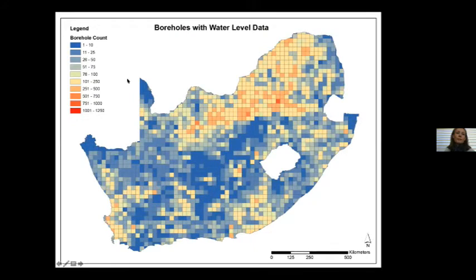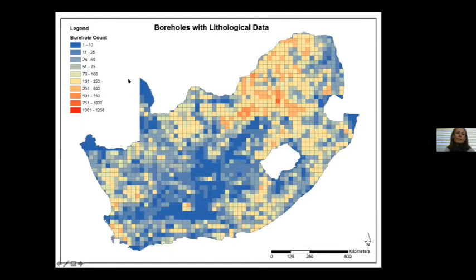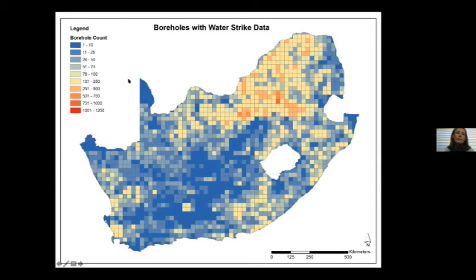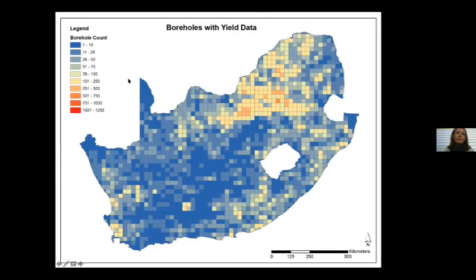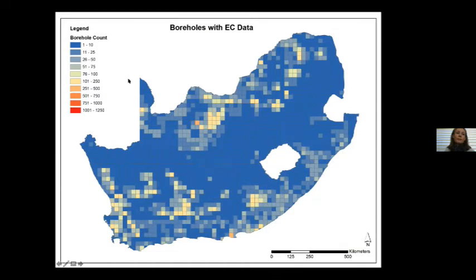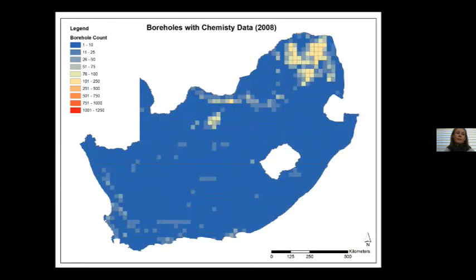If I scroll down: boreholes with water level data, boreholes with lithological data, boreholes with water strike data, boreholes with yield data, EC data, and then finally chemistry data. So we can clearly see from our spatial distribution that the data density thins out. And for the majority of our data sets, we've got most of the data sitting up in the Limpopo province. This is due to the GRIP project that was running there for a number of years.